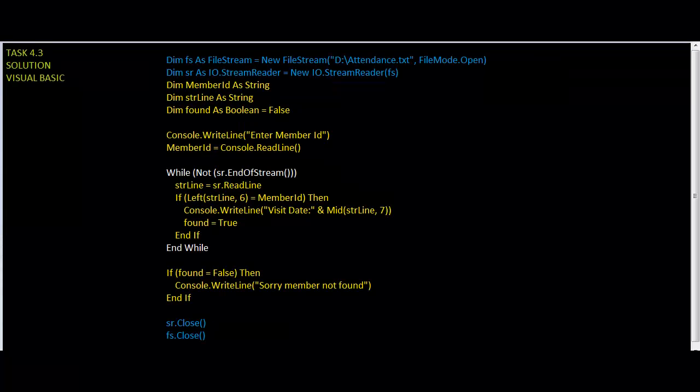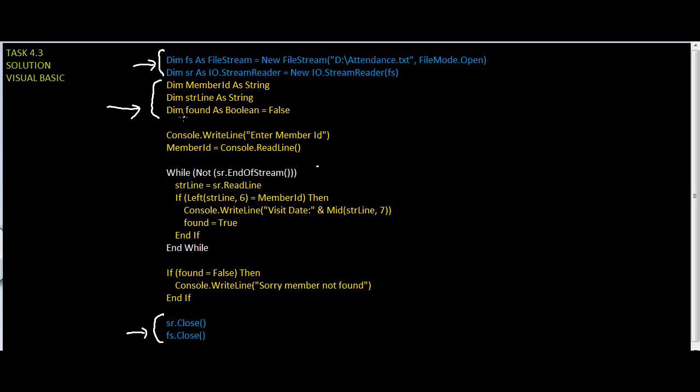Okay, and this is our solution in Visual Basic. It has the same logic. The only difference is in how we handle the file, right? In this case, we open a file stream and we open a stream reader because we want to read from within the file, and finally we are also going to close down the file stream as well as the stream reader.